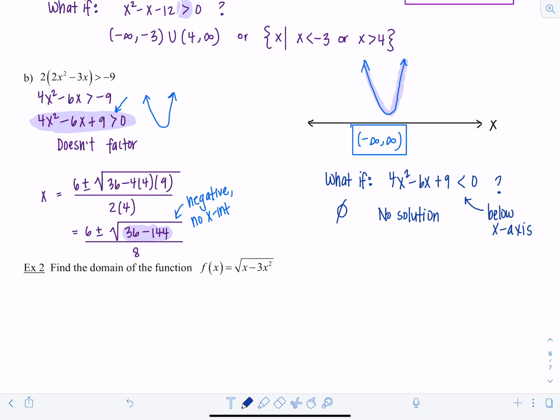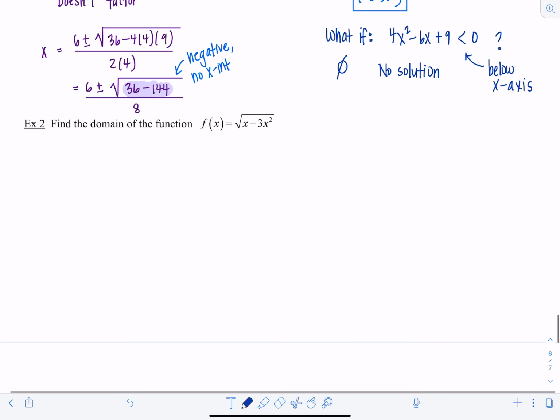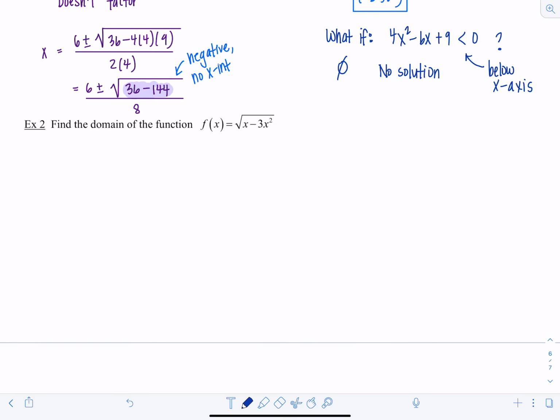All right, last example. We have to find the domain of f of x equals the square root of x minus 3x squared. Now let's think about this. We've worked with domains before for rational functions, right? If you had like y equals 2x over x minus 3, and we figured out, oh, x cannot equal 3.